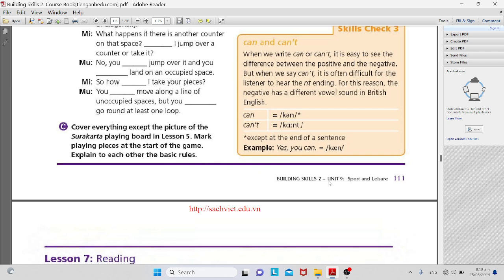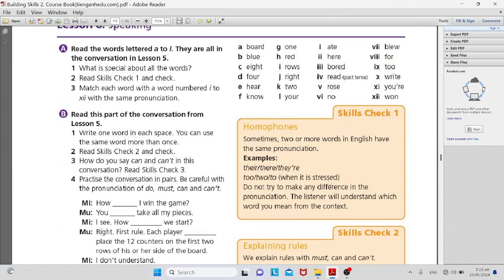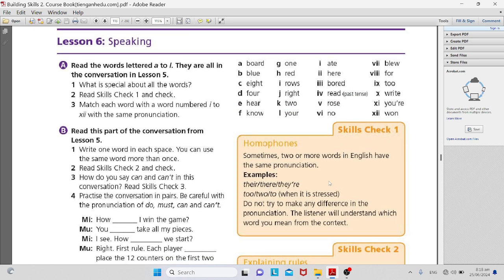Okay, this is the end of Lesson 6, Speaking, Unit 9, Sport and Leisure.